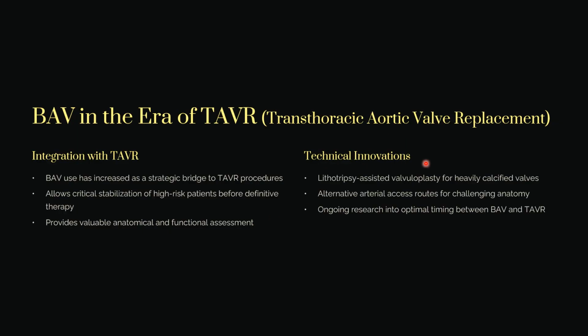Now what are the technical innovations? Lithotripsy assisted valvuloplasty for heavily calcified valves. What is lithotripsy assisted valvuloplasty? It is a minimally invasive procedure that combines the use of intravascular lithotripsy (IVL) with balloon valvuloplasty to treat narrowed heart vessels, particularly in cases of severe mitral or aortic stenosis.